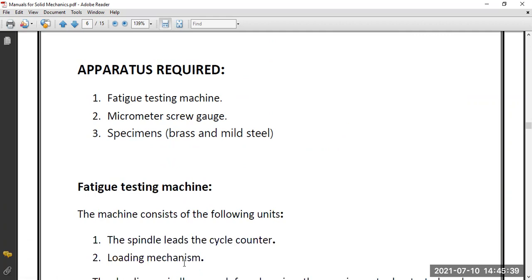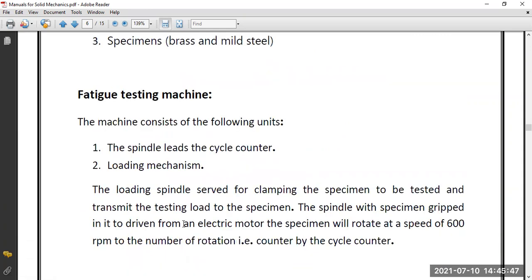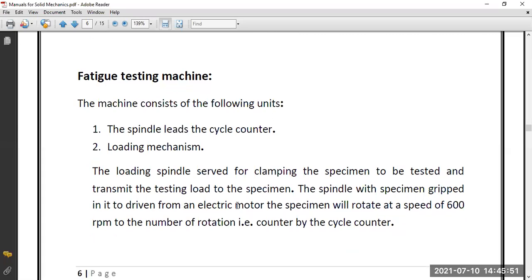The machine consists of the cycling arrangement and loading mechanism. The loading spindle serves for clamping the specimen to be tested and transmitting the testing load to the specimen. The loading spindle has two sides. One side is for clamping the material, and on the other side the load is applied until it is broken.